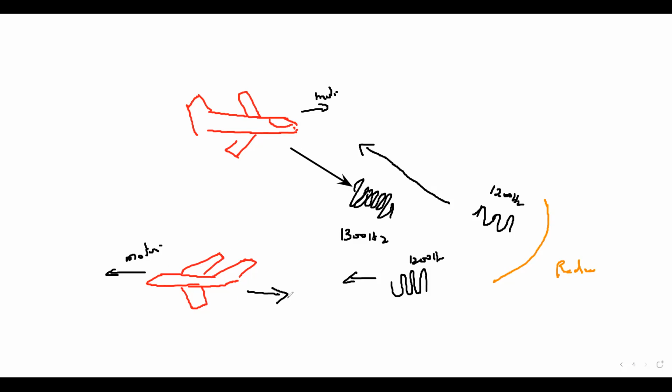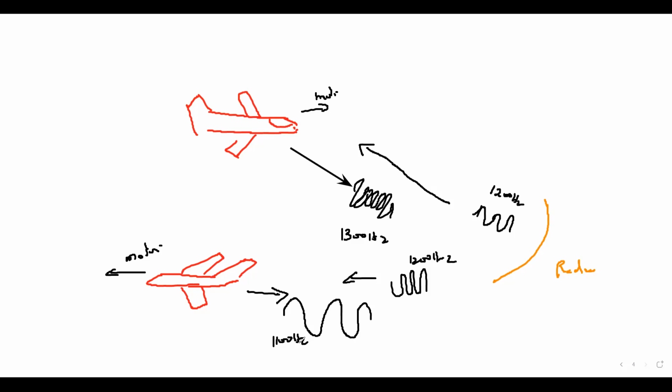So if the observer is moving away, the wave which bounces back will have a longer wavelength, or a lower frequency. For example, we send 1200 hertz, but what we receive is 1100 hertz. So we can identify that this plane was moving away from the radar.